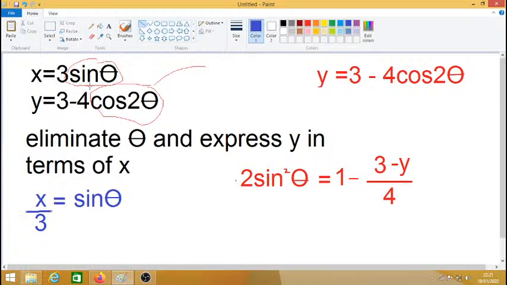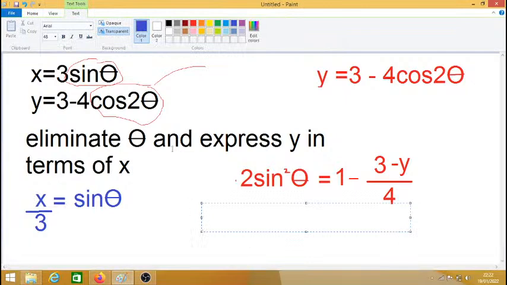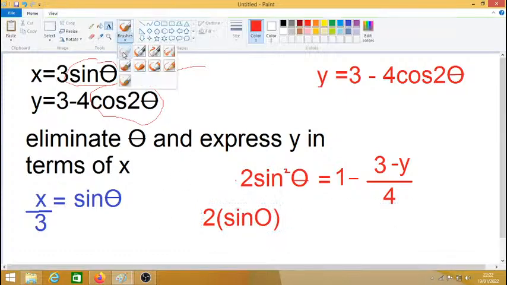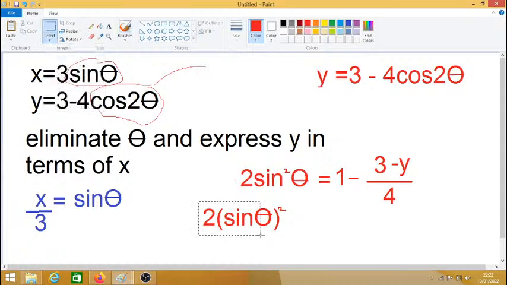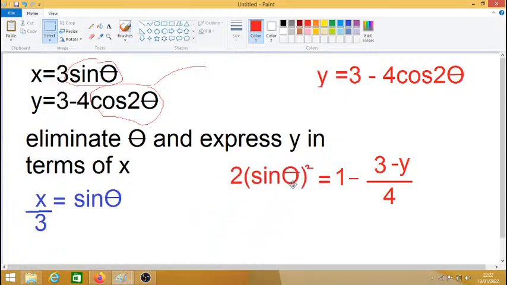Now you're probably looking at that and thinking, well, that's sine theta, whereas in the equation I had sine squared theta. So let's correct that. Remember that sine squared theta just means sine theta squared. So I can replace that for 2 times, and in brackets, sine theta squared. That's all sine squared theta means. It just means sine theta squared, and the 2 stays at the front. So that can go here.